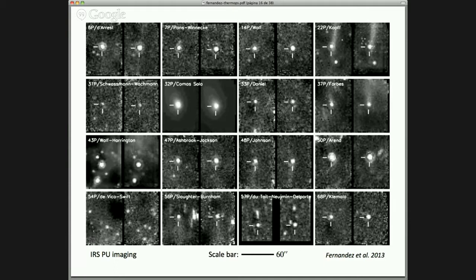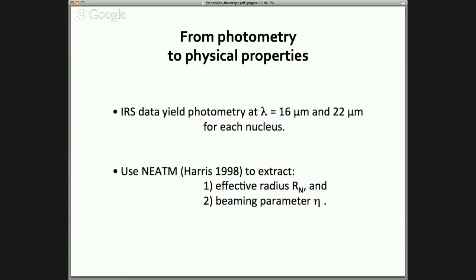So we have two wavelengths for about 57 objects, and we get nucleus photometry. Some of them were active, but we extracted the nucleus using photometric extraction techniques. We got nucleus photometry at two wavelengths. What do you do when you have that kind of data? You fit the NEATM, right? The standard thing. So you get the nuclear effective radius and beaming parameter.